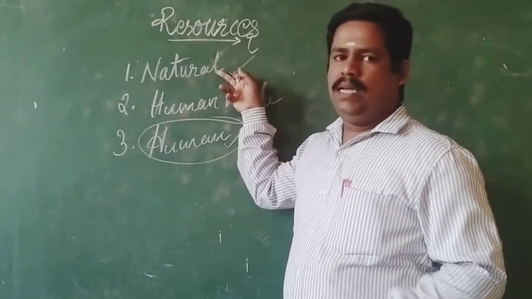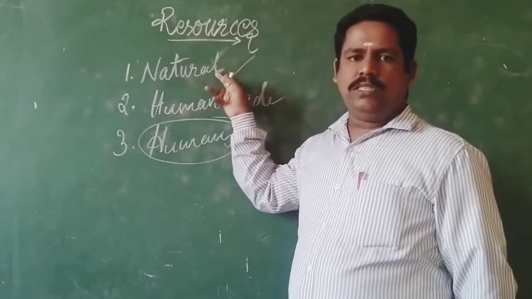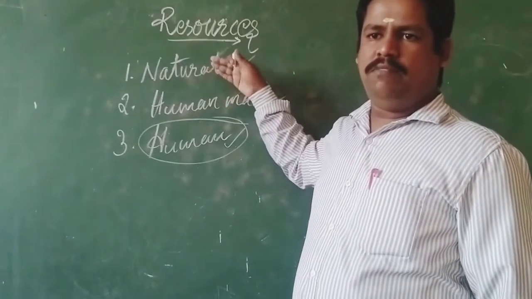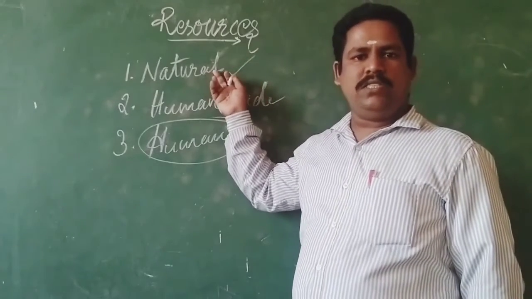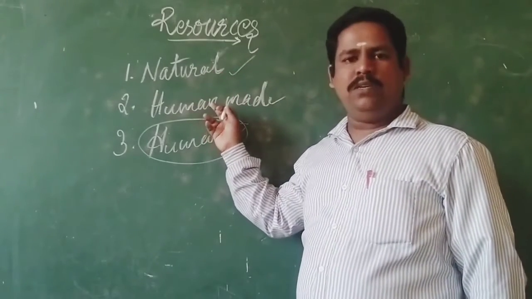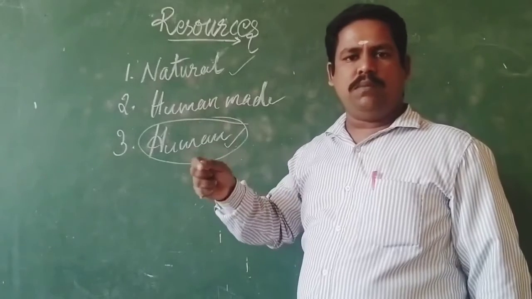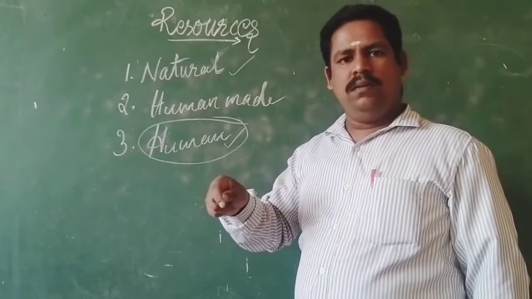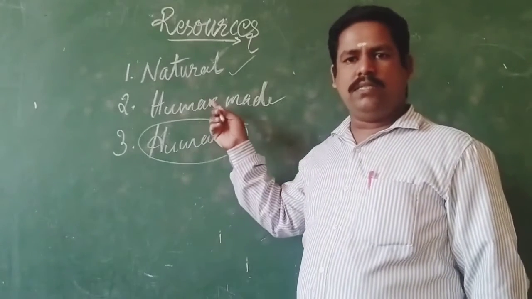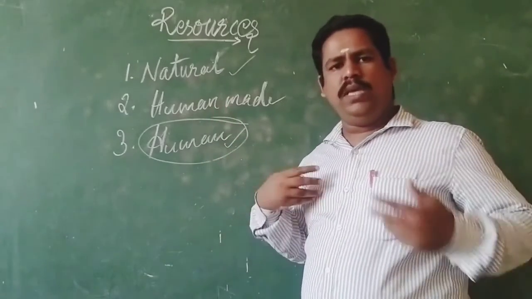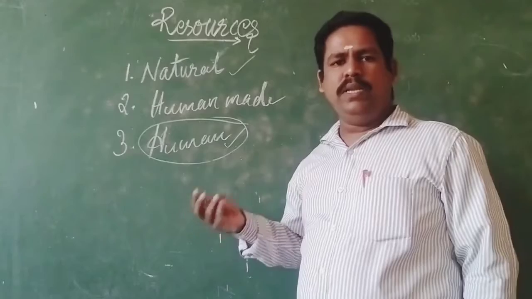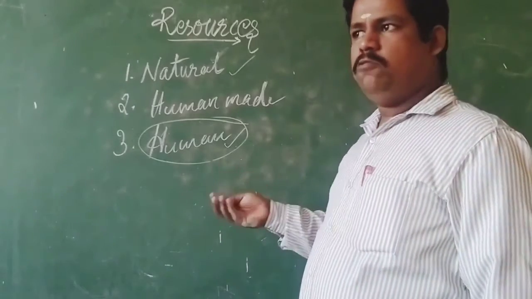First one is natural resources, the resources which are obtained directly from nature and we use without much modification. Second one is human-made resources, the resources which are made by human beings by using the natural resources. Human resources, the people themselves, are a resource.